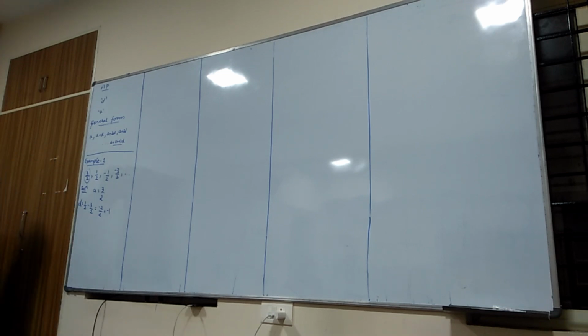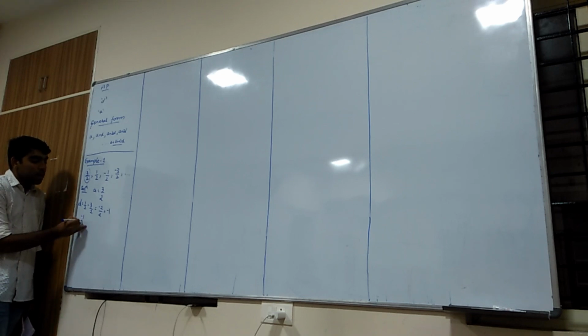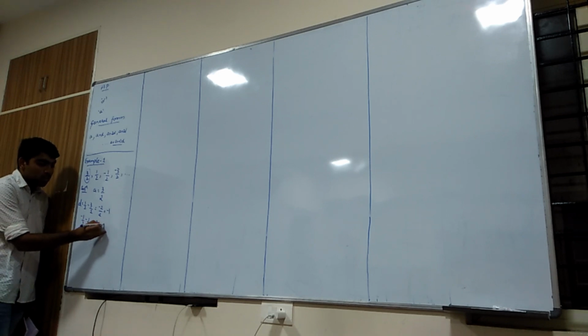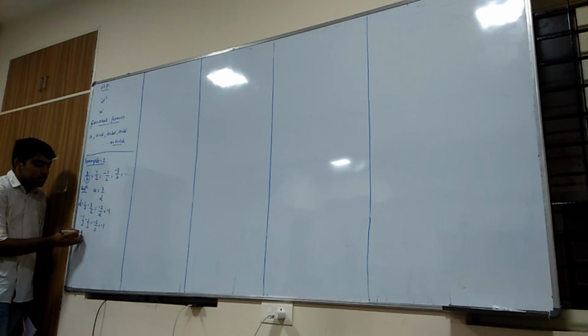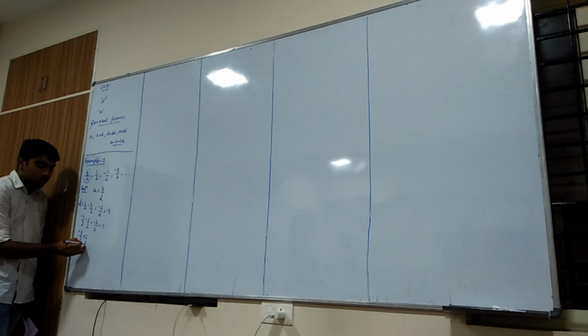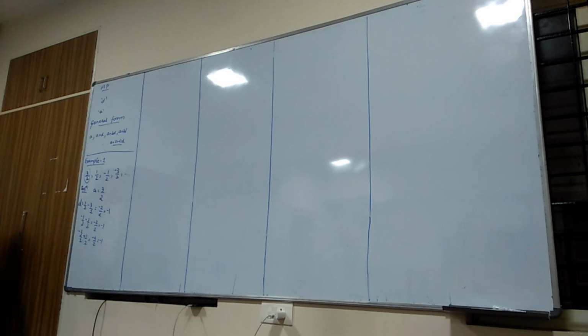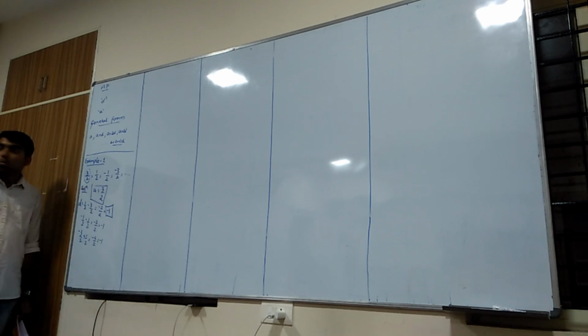Is this the same? We have to verify. It should remain the same between the terms. Third term minus second term: minus 1 by 2 minus 1 by 2, which is minus 2 by 2, equal to minus 1. Fourth term minus third term: minus 3 by 2 plus 1 by 2, minus 3 plus 1 is minus 2 by 2, equal to minus 1. So the common difference is the same: d is equal to minus 1, A is equal to 3 by 2.